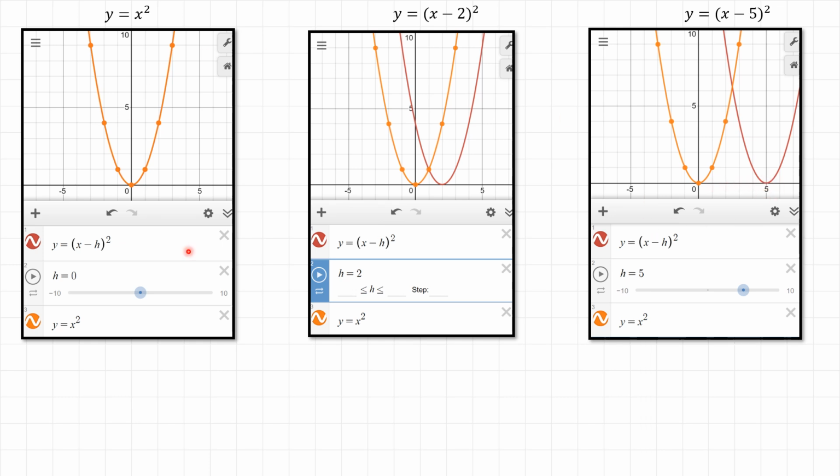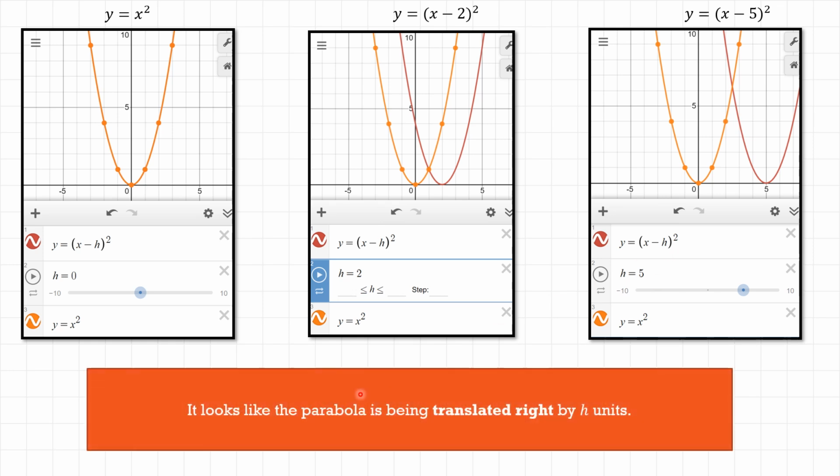So in conclusion, I can safely say that as the value of h increases, the parabola is being translated to the right by h units. So when h was 2, it was 2 units to the right. When h was 5, it was 5 units to the right.